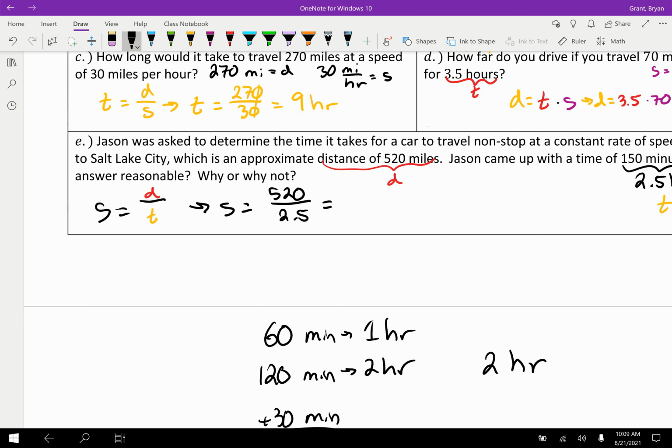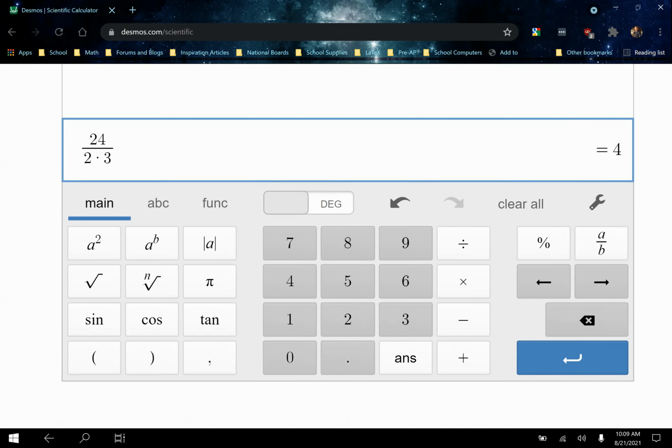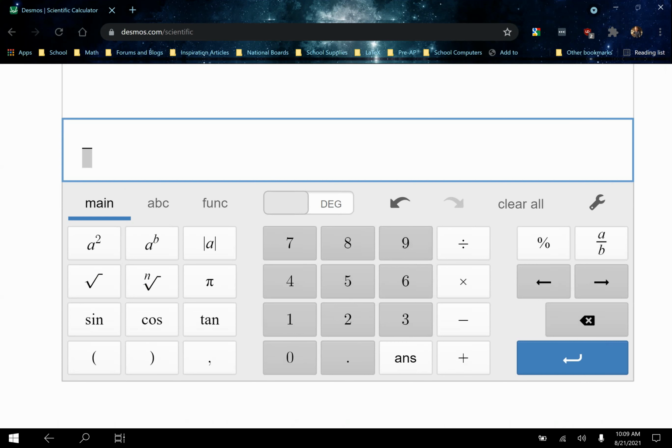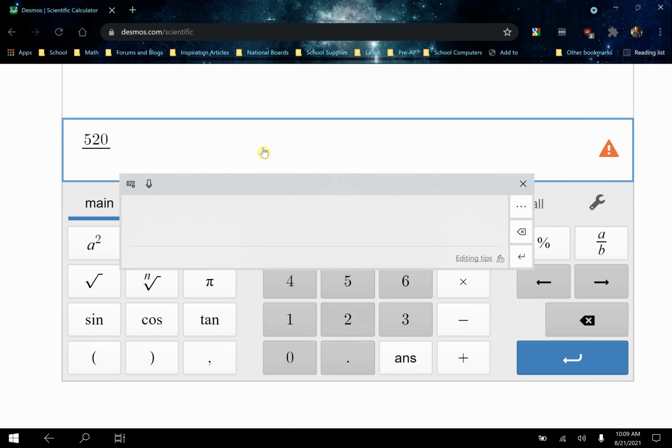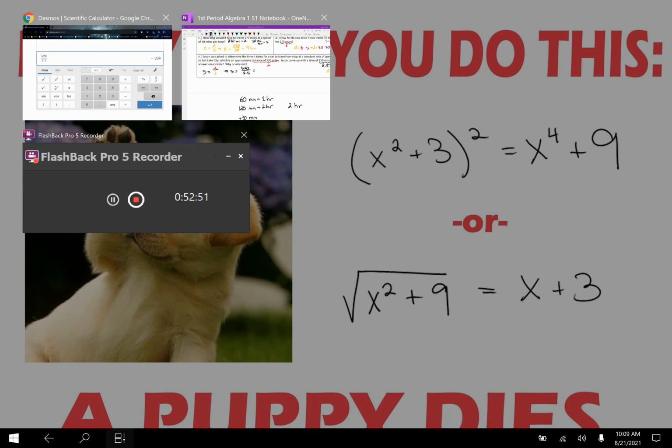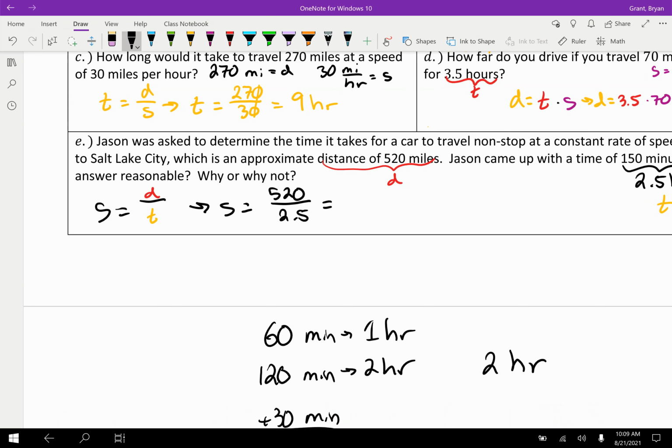And let's go ahead and see if we can figure that out. I'm going to resort to my handy-dandy Desmos over here. So we had, let's clear all of this. We had a fraction, and then I think it was something like 520 divided by 2.5. 208. 520 divided by 2.5 is 208. 208 what? Well, this is the speed, which is found by our distance and time, so it's miles per hour. So Jason's answer is reasonable as long as he drove at 208 miles per hour the whole time.